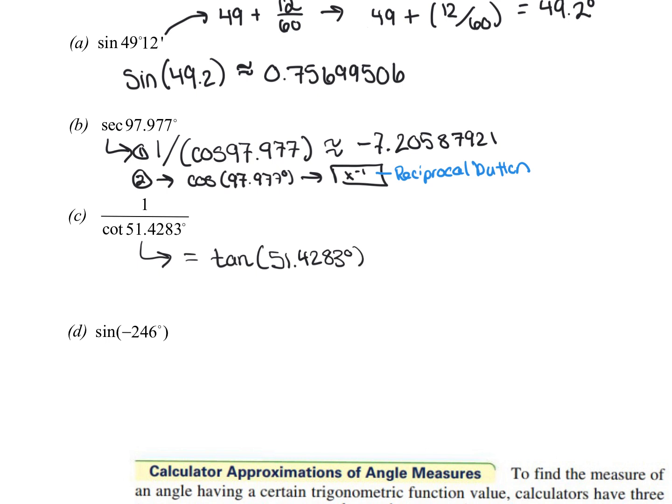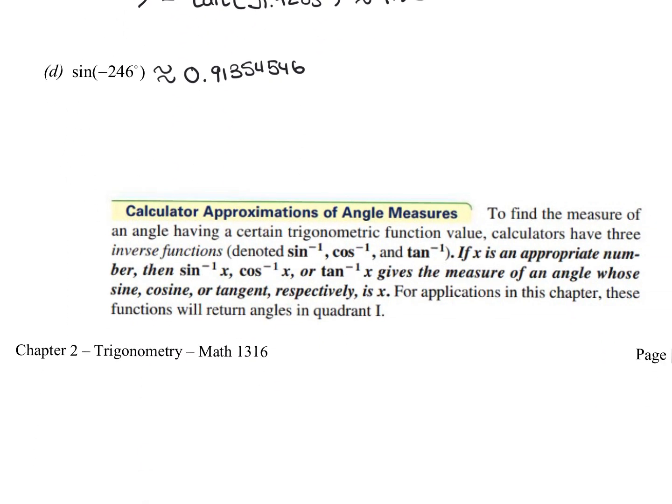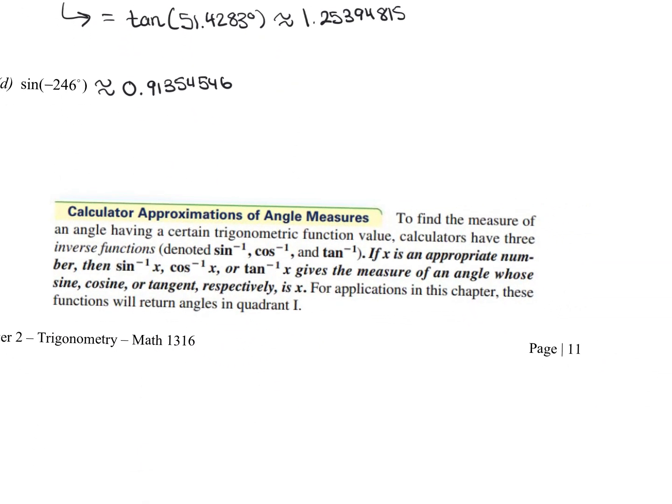So you can just type tangent of 51.4283 degrees, and you should get approximately 1.253948115. The last one, it's just sine of an angle. It's just not a 30, 60, 90 special triangle angle. So when you type it in, you should get 0.91354546.